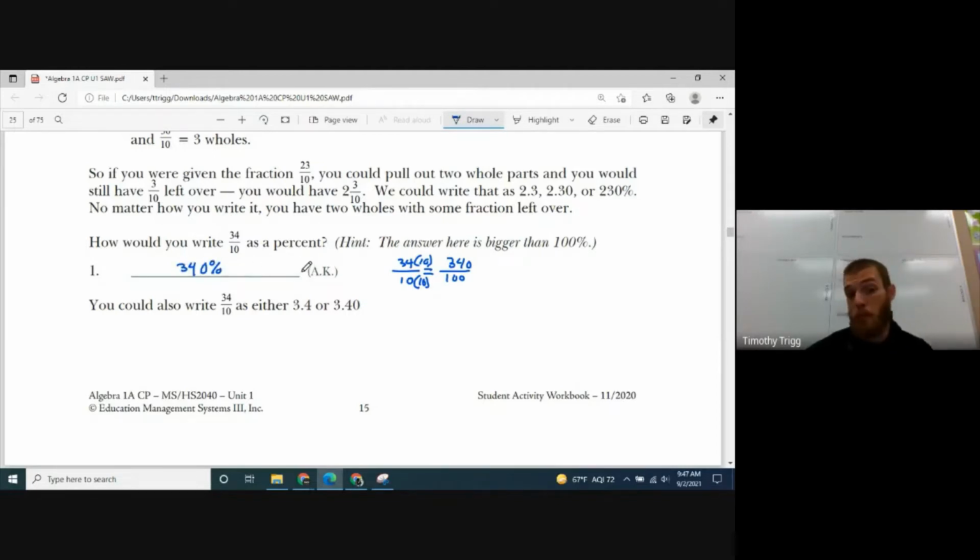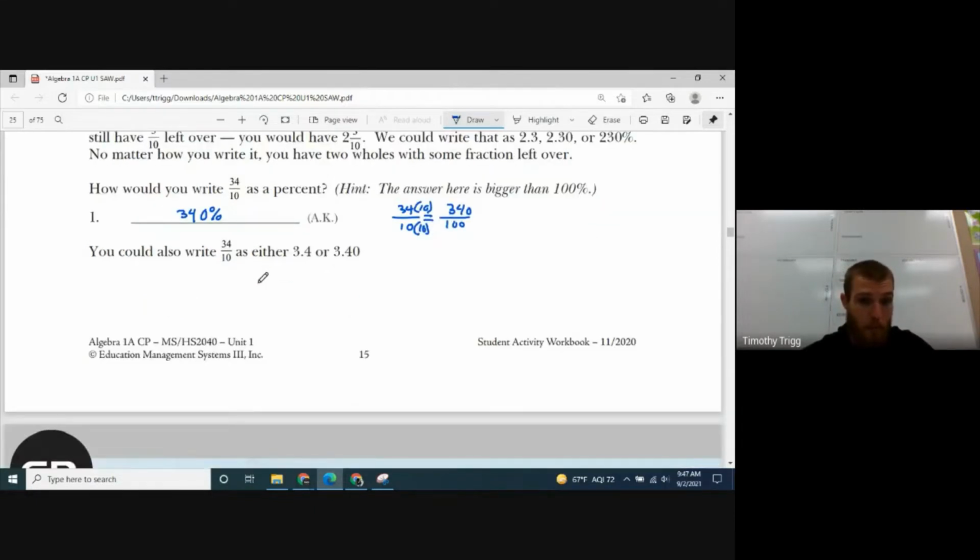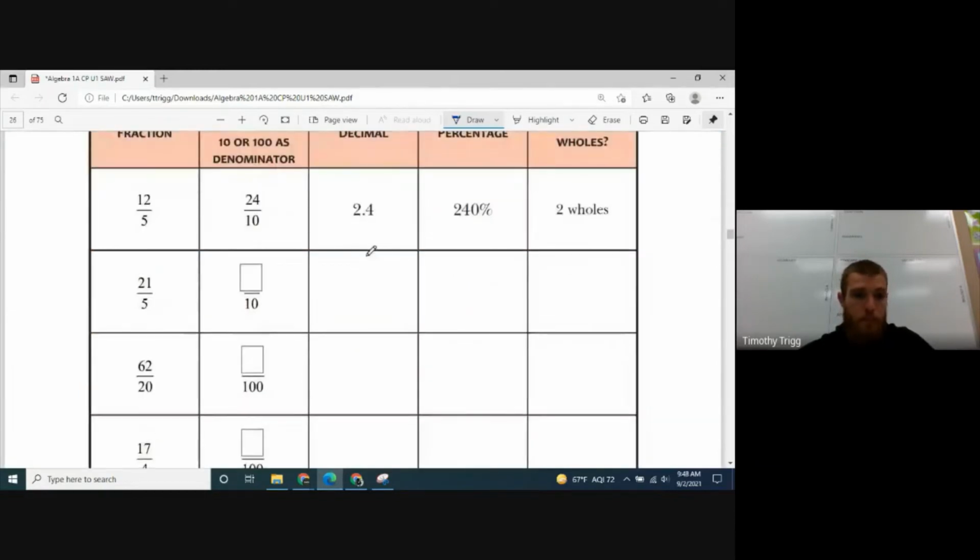Notice this is more than 100%, right? 100 out of 100 would be 100%. So 340 out of 100 is 340%. You could also write it as 3.4 if you wrote it as a decimal, or 3.40 similarly.